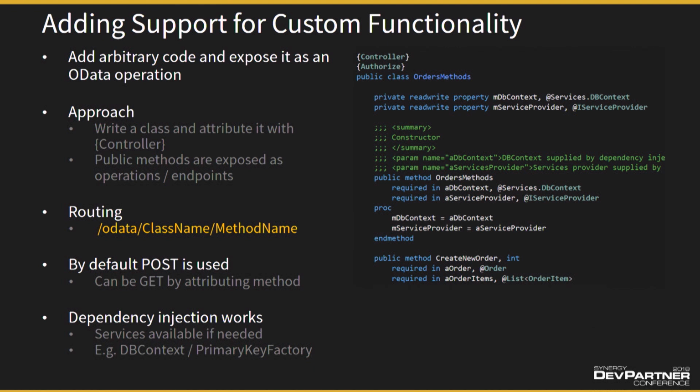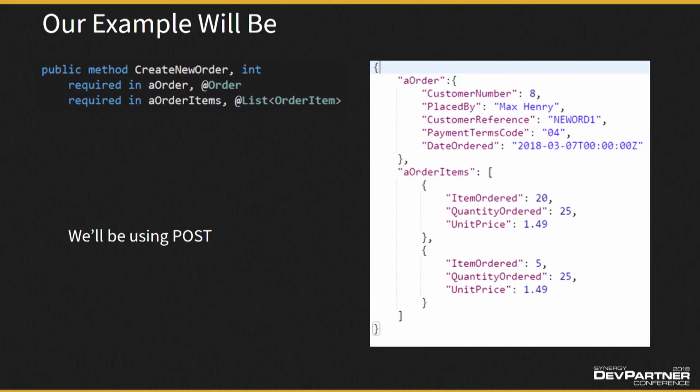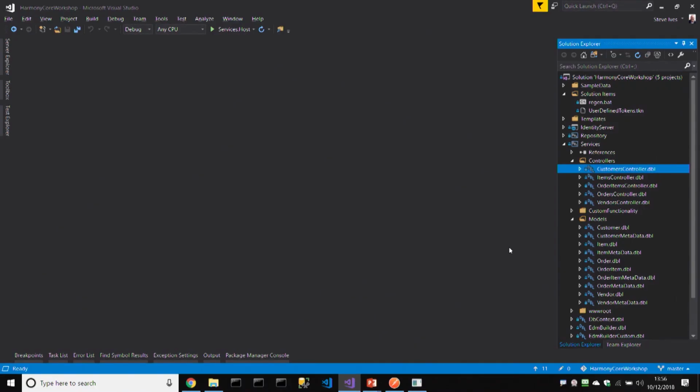Anyway, there is a mechanism to say, no, this is just a get, where we're just retrieving information. And dependency injection through that same mechanism, where you just declare a constructor and say, I would like a copy of the DB context, for example, is fully supported in this environment as well. So what we're going to do is take a look at the code.